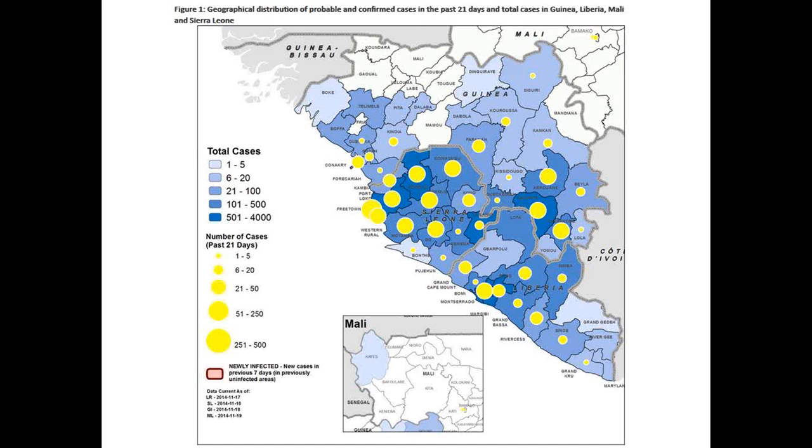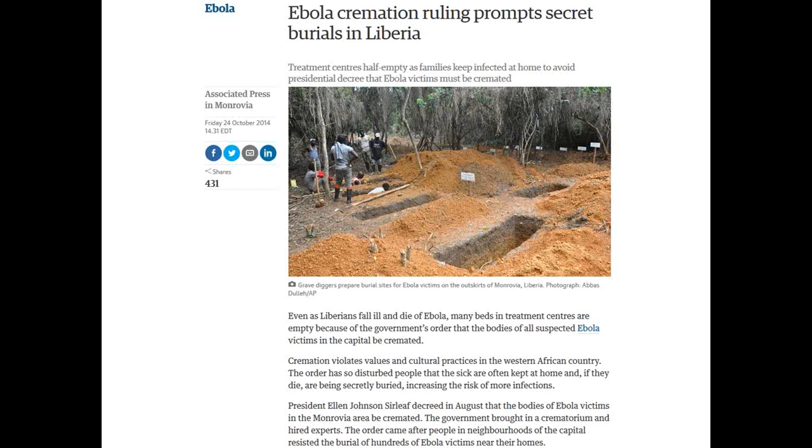If one looks today, these are the numbers from this recent WHO report with the yellow dots in size representing the number of cases in the past 21 days. You can see the ongoing activity primarily in Sierra Leone and even continuing in Liberia, although, as I'll mention in a moment, the information in Liberia clearly does point to a reduced number of new cases, and in some cases actually leveling off to reduction in other geographic areas.